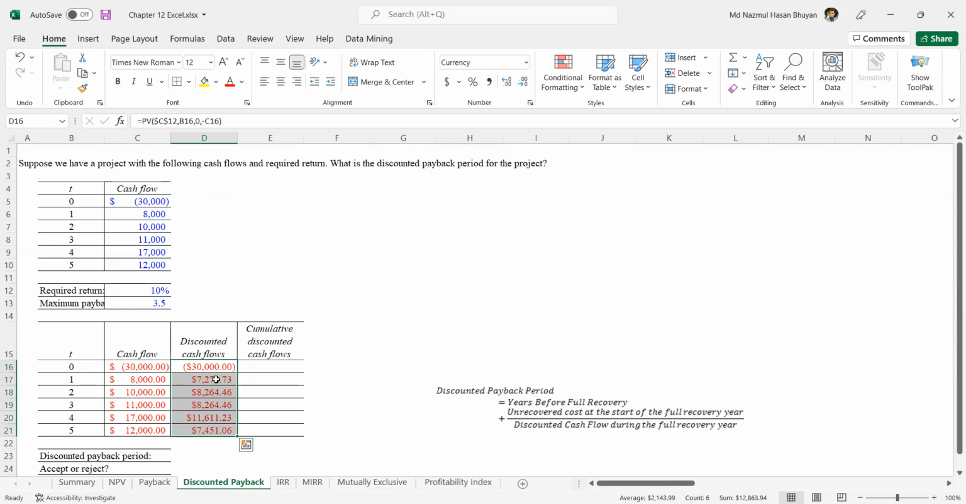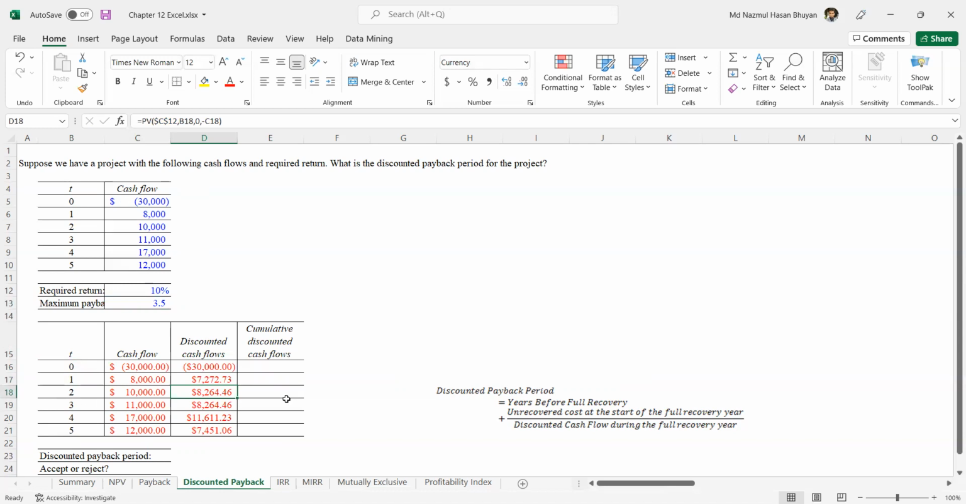Do the same calculation for every other year. You can see here in period number 1, again, your rate remains the same, 10%. And then your N power is 1. That means you are getting this money in period number 1. And then your periodic payment is 0 because you don't have any recurring and equal payment here. You just have one lump sum payment, and that lump sum payment happens at the end of year number 1. So therefore, your future value is your cash flow. Hit enter. So this is how we should continue.